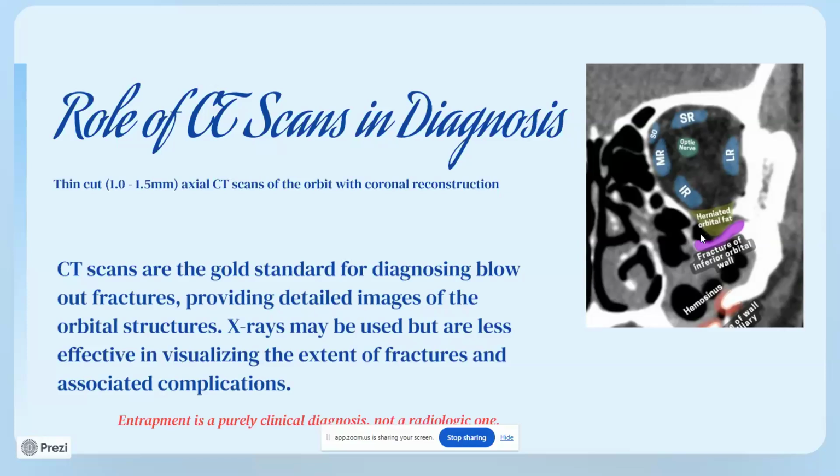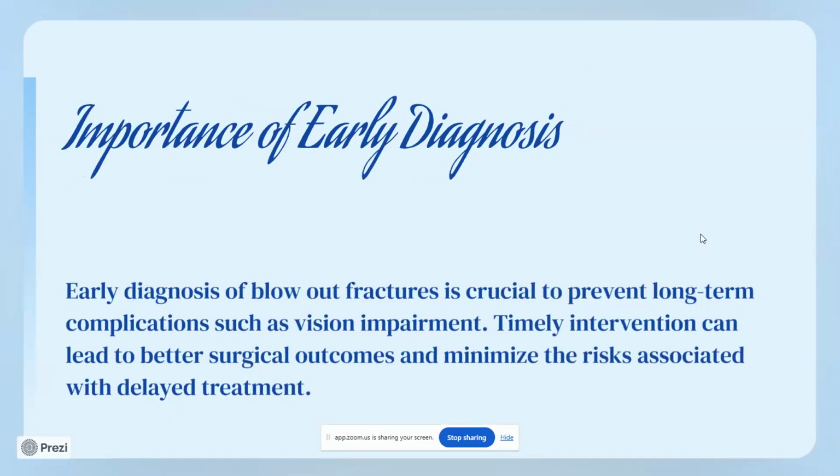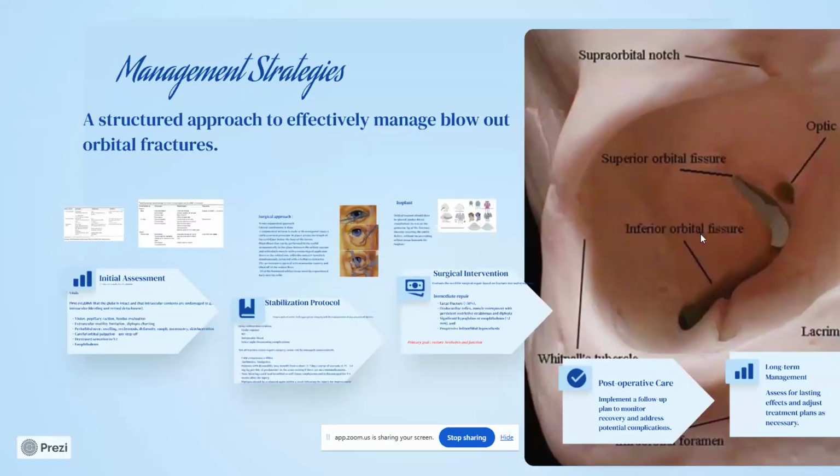Early diagnosis of blowout fractures is very crucial to prevent long-term complications, and a structured approach is needed to effectively manage a blowout orbital fracture. Since they are traumatic in nature, initially you have to stabilize the vitals of the patient and then establish whether the globe is intact and the intraocular contents are undamaged. Then do a proper ophthalmic examination, including vision, pupillary reaction, and fundus evaluation.